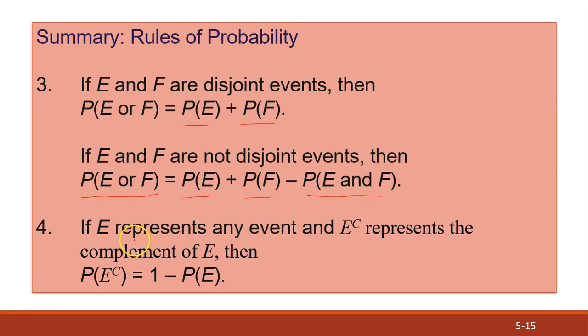Okay, now the fourth thing that we have looked at in this chapter is something called the complement of our event. So E represents an event, and E^C represents the complement of E. So that's how you would read that, complement of E. Then this is how you find the probability of the complement of E. It's equal to 1 minus the probability of E.